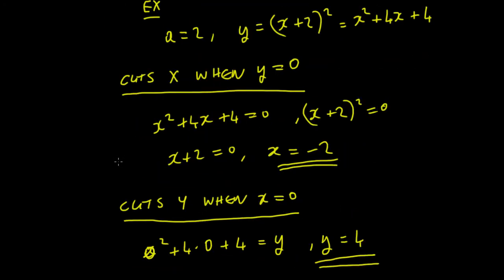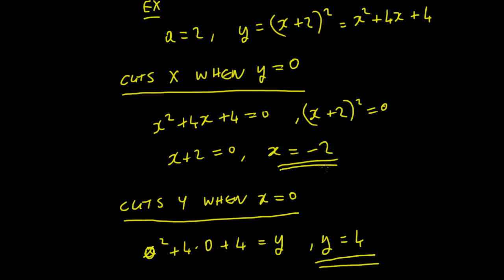Now we know it's going to cut the x-axis whenever the value of y equals 0. So we can write then that x squared plus 4x plus 4 is going to equal 0. So we know that that's x plus 2 all squared equals 0. So we know x plus 2 equals 0. So we know it's going to cut the x-axis at the point x equals minus 2.